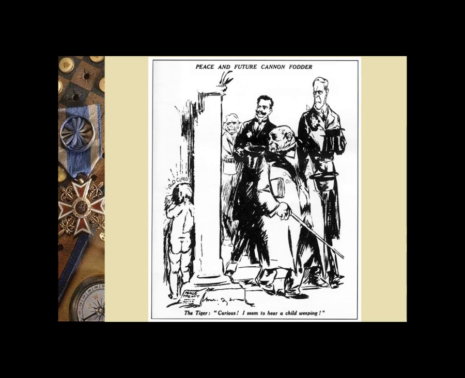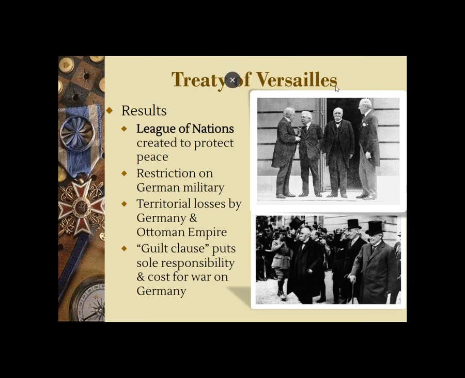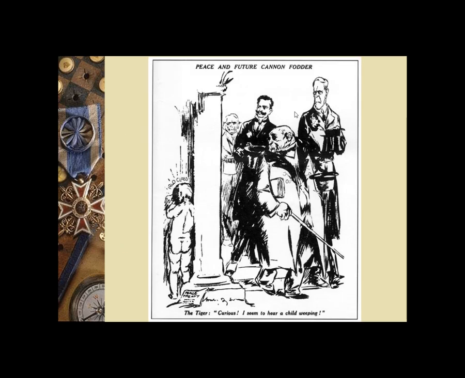So the result of the Treaty of Versailles, which, by the way, if you hadn't picked up, Versailles, right, the Palace of Versailles in France that Louis XIV built. This is where they signed the treaty in the Hall of Mirrors. But this is one of the political cartoons that you may have seen already.